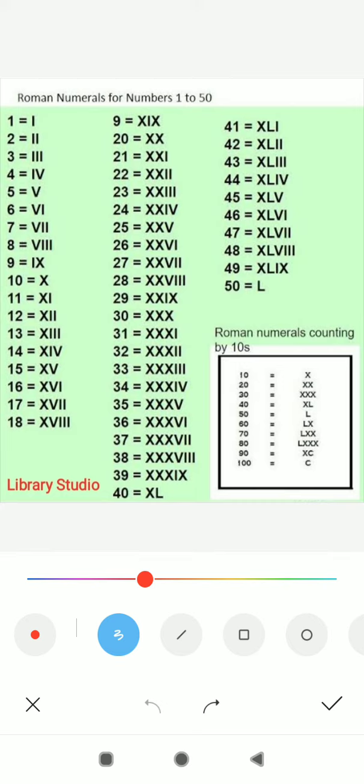70 will be LXX, 80 will be LXXX, 90 will be XC, and 100 will be C.